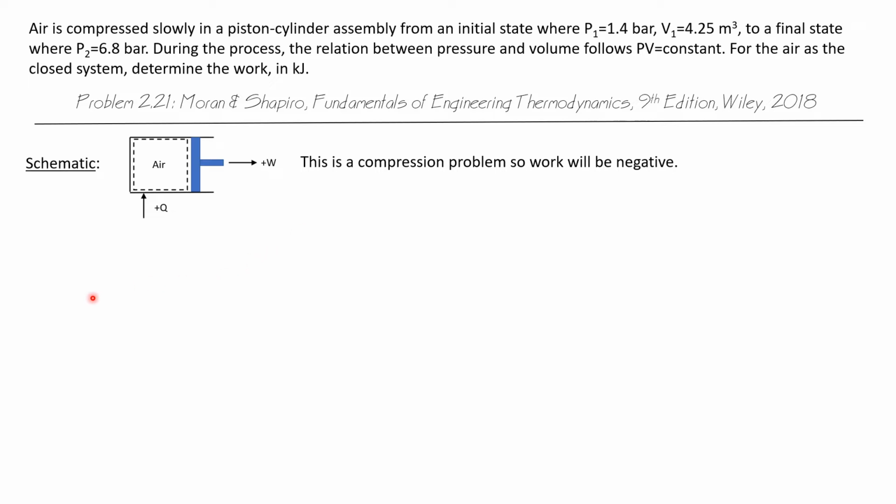So we'll lay out this problem first with a schematic. We've got air in a piston cylinder. Our system boundary is around the air only, which means our system is just the air and not the cylinder or the piston. Positive heat transfer into the system is indicated as positive, energy going in is considered positive. Work done by the system, in other words, if the air were to expand and push the piston outward, that would be considered positive work. But this is a compression problem because we're increasing the pressure of the air. And so we expect the work done to be negative.